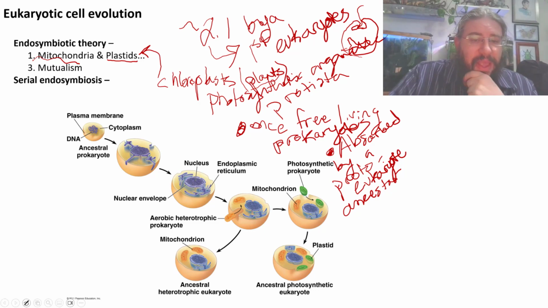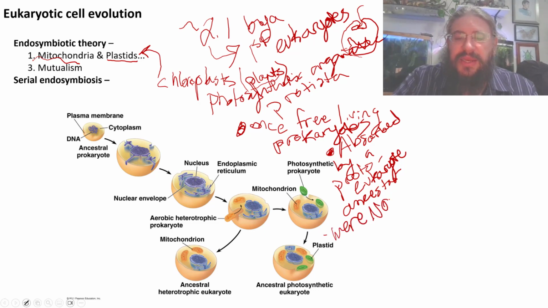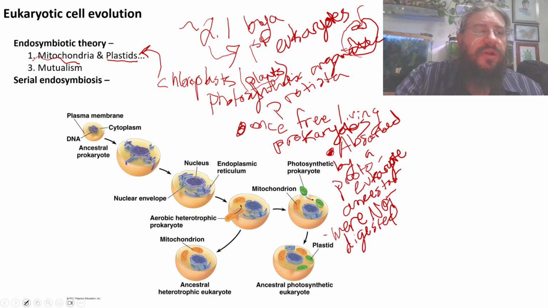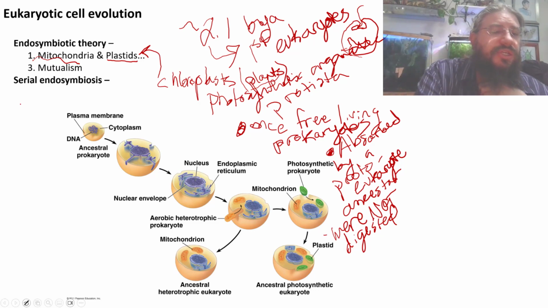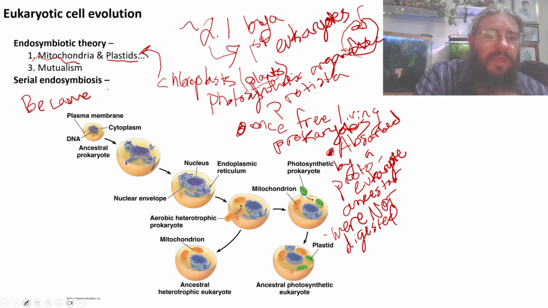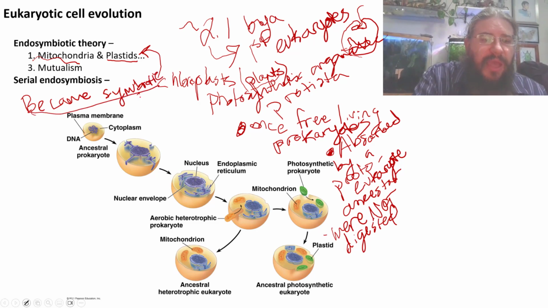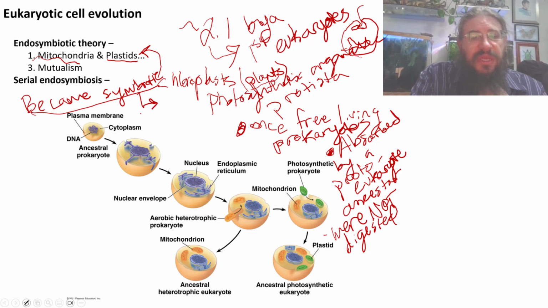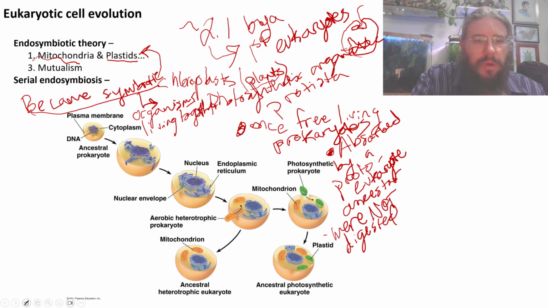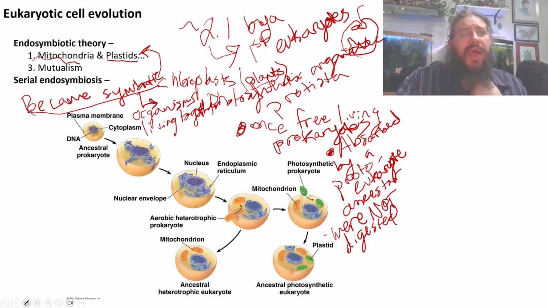Okay, so it was absorbed by a proto-eukaryote ancestor. Now, essentially, for some reason, which we're not entirely sure, they were not digested. And thus, they entered into a symbiotic relationship, became symbiotic. Symbiotic as a word simply means organisms living together. There's a variety of different ways you can be symbiotic.